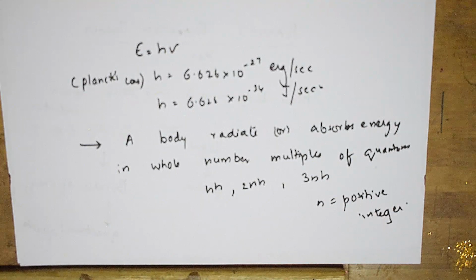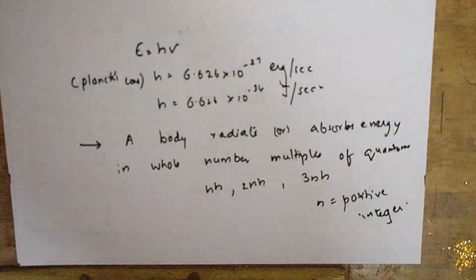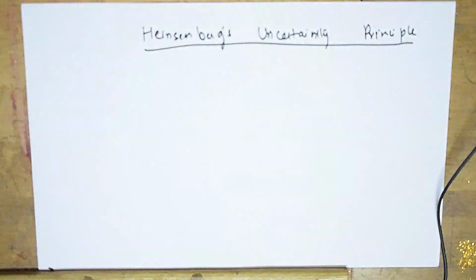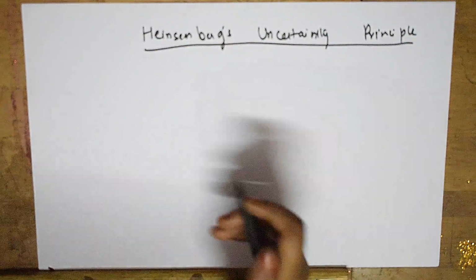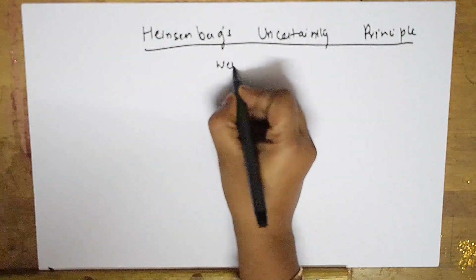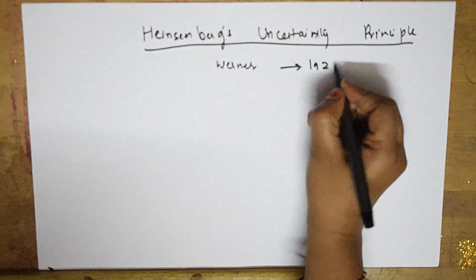Let's come back and learn your Heisenberg uncertainty principle. Right. So we have learnt Einstein's equation in 1905. Then we came to 1923, that was de Broglie's relation. Then in 1924 we came to Planck's quantum theory, that is E is equal to h nu. Now next came into the picture Heisenberg's uncertainty principle. This was basically introduced by Werner, in 1927.